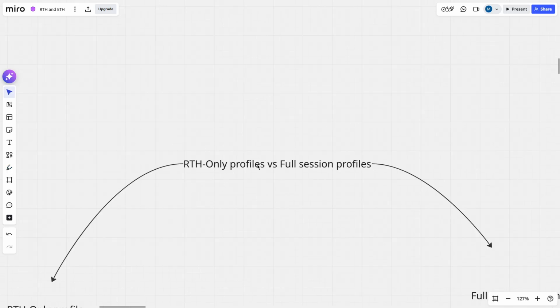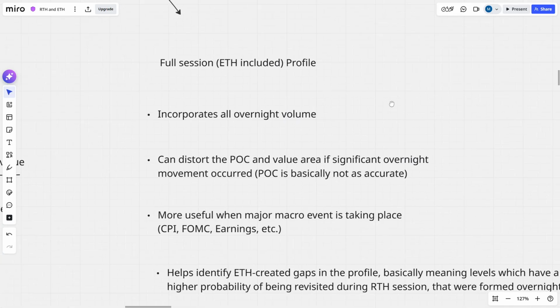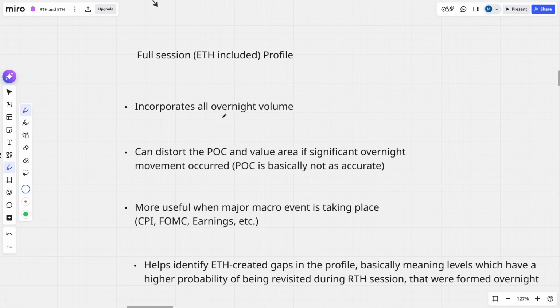Okay, so now we know what these terms mean and you're familiar with this. Let's move on to what a full session profile tells us. So this includes all the overnight volume, and it can actually distort the POC and the value area if there's a lot of movement overnight. This basically means that the POC is not as accurate.